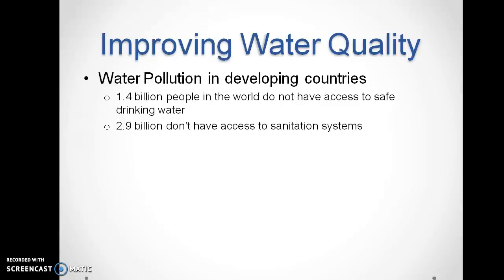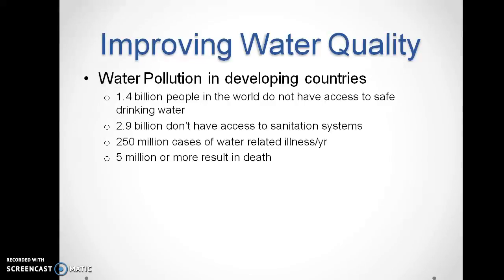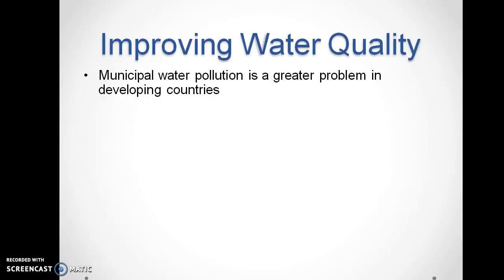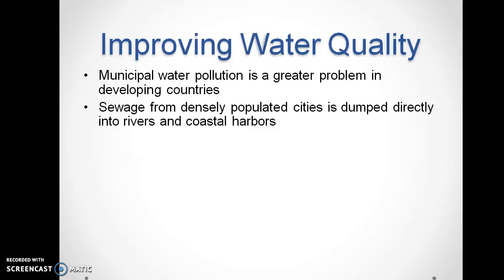In developing countries, it's a very different story. About 1.5 billion people don't have access to safe drinking water. 3 billion people don't have access to sanitation. We see 250 million cases of water-related illnesses a year, and about 5 million or more of those cases result in death, simply because most places don't have a distinction between sewage and drinking water.